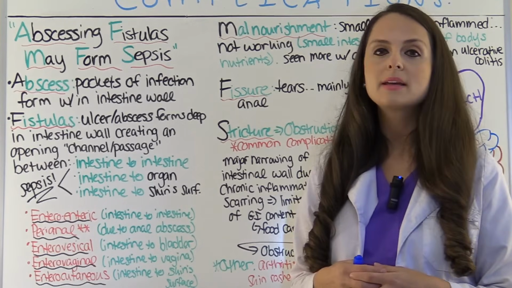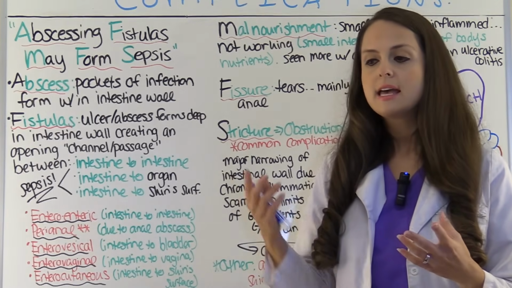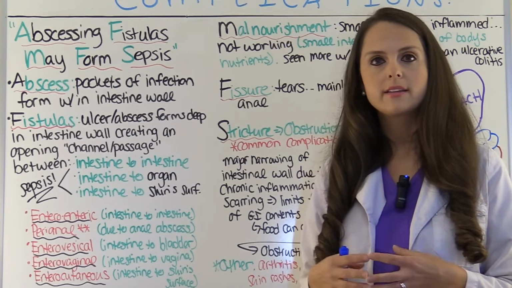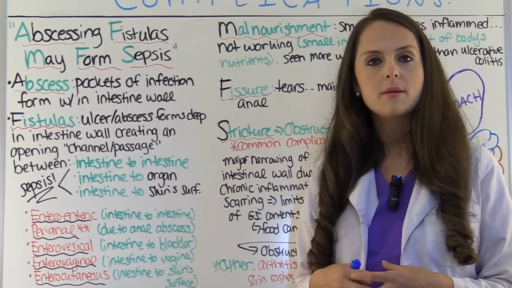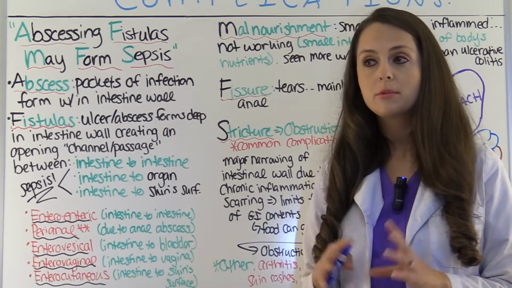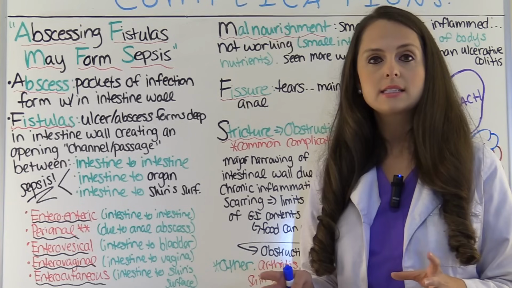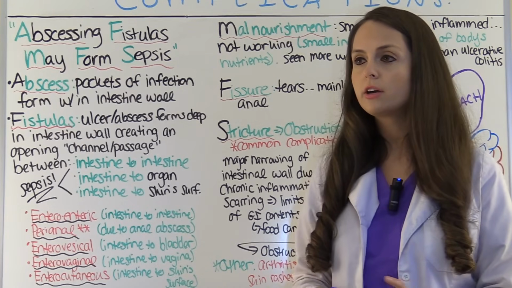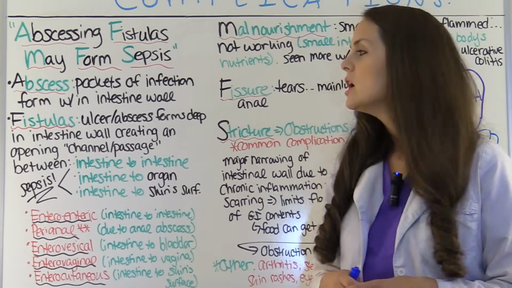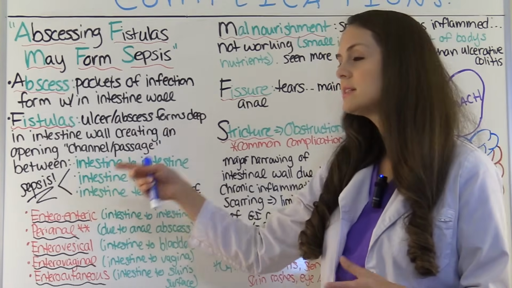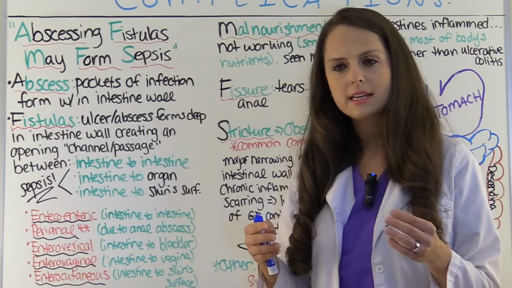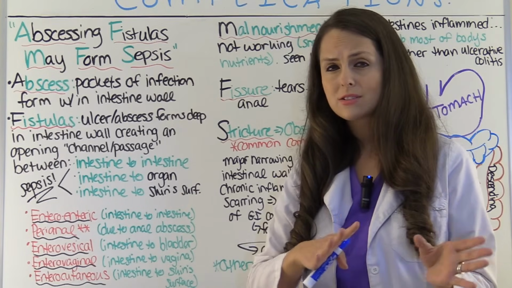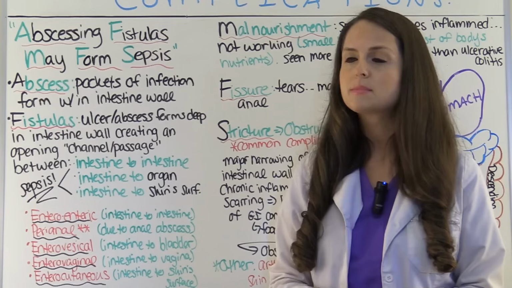And what can happen is, for instance, let's say it's connected from the intestine to an organ. Let's say it's the bladder. The bladder is a sterile organ. It does not like germs. And anytime you get germs in the kidneys, it can cause renal failure and cause a whole slew of problems. So whenever you have the intestine connected to the bladder, it's just draining back and forth, mixing together all the bacteria from the intestine that's not meant to be in the bladder, and it can lead to sepsis.